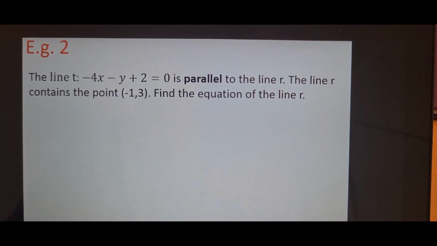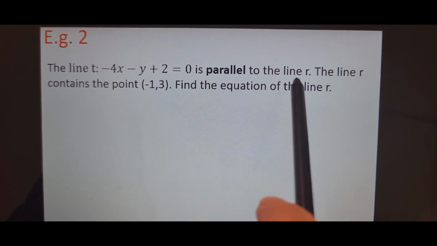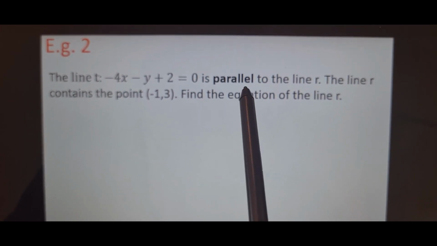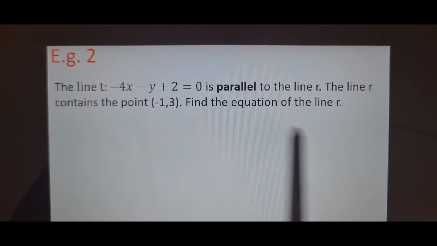Okay, the last example then is example 2. The line T is parallel to the line R. Okay, parallel now is your key word. Parallel lines have the same slope. The line R contains the point -1, 3. Find the equation of the line R.